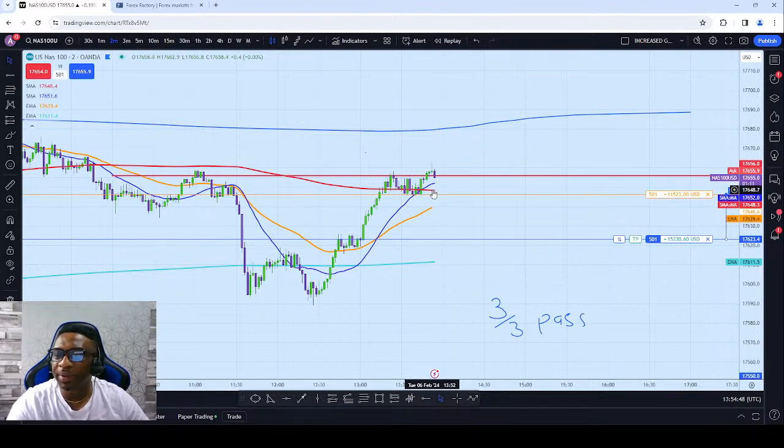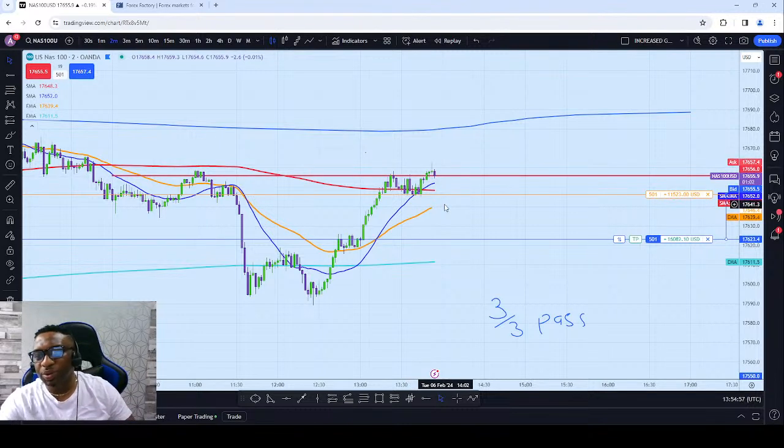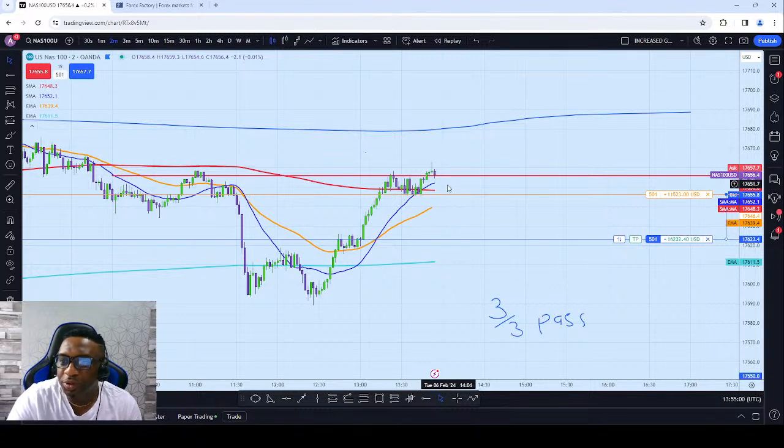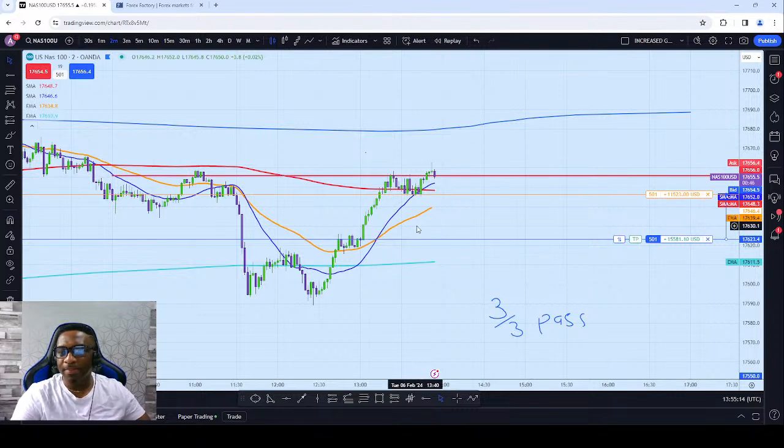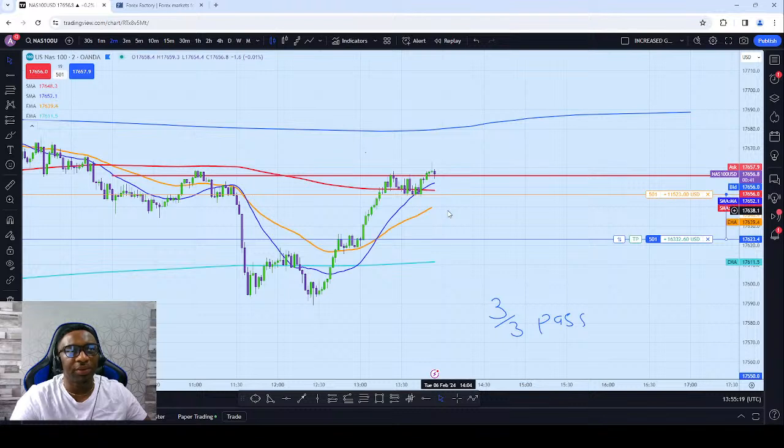Looks like a pin bar formed here. There's a purple candle also trying to push down. We'll see how it goes.